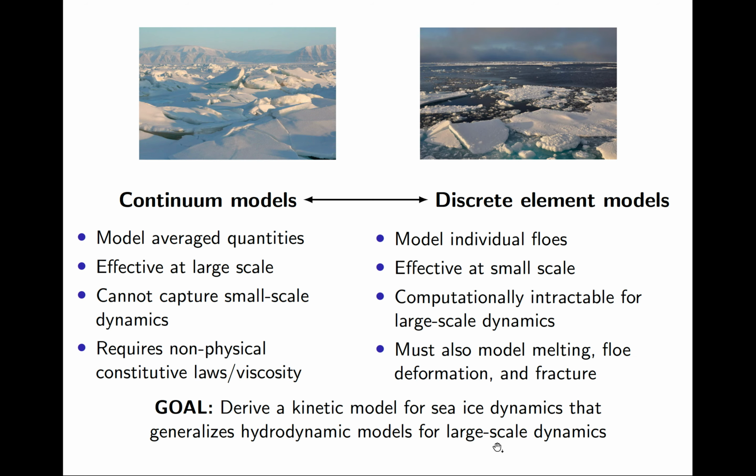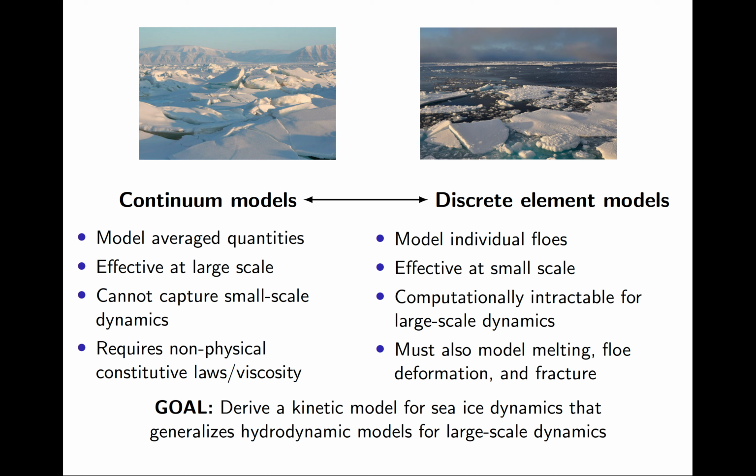So we think of Arctic sea ice as being broken up into discrete chunks of ice, which are called ice floes or just floes. And mathematically, the way we model sea ice is using two potentially very different approaches. On the one hand, we have continuum models, which model average quantities, such as the thickness averaged over some representative area. This type of approach is very effective at a large scale, but it can't capture the small scale dynamics because we've averaged away those effects.